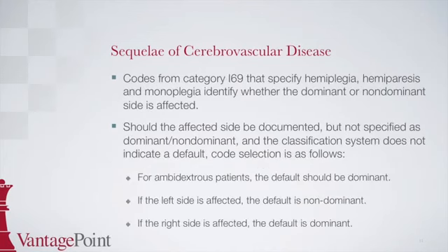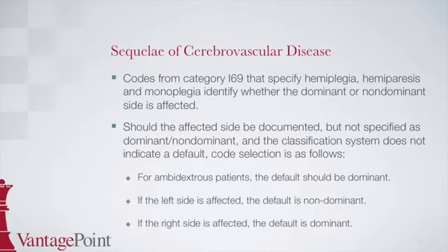One of the new features of ICD-10 is the concept of laterality. One way that laterality applies to this chapter is in hemiplegia and monoplegia. The ICD-10 codes for these conditions present with cerebrovascular disease include the side of the body affected, as well as whether it is the patient's dominant or non-dominant side.